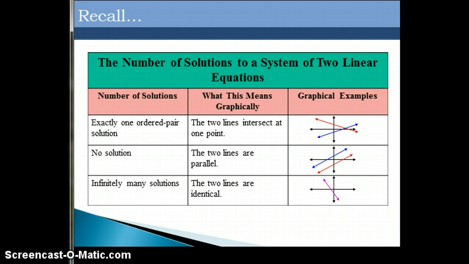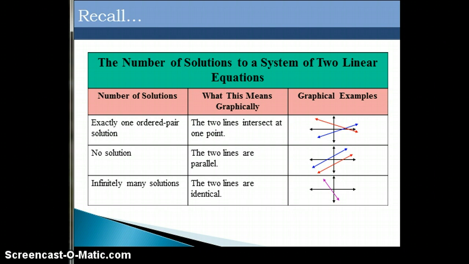Recall that a system of two linear equations in two variables has three possible scenarios. These examples we've looked at so far both had exactly one ordered pair as the solution. Graphically, this means that each system was made up of two lines that intersect at exactly one point. However, a system might be made up of two parallel lines which never intersect. This kind of system has no solution.